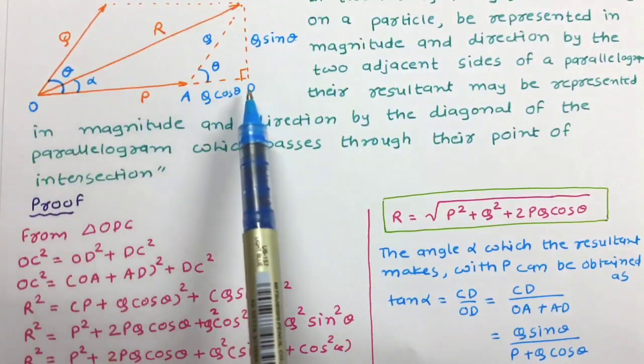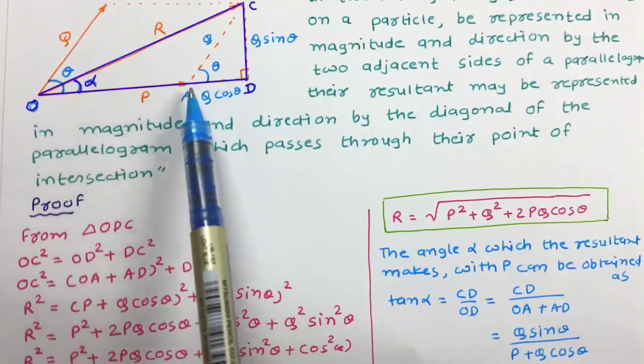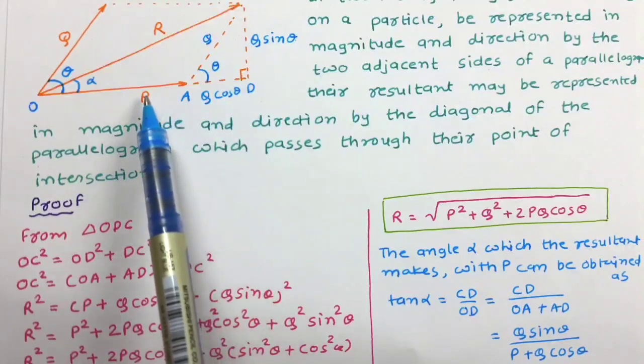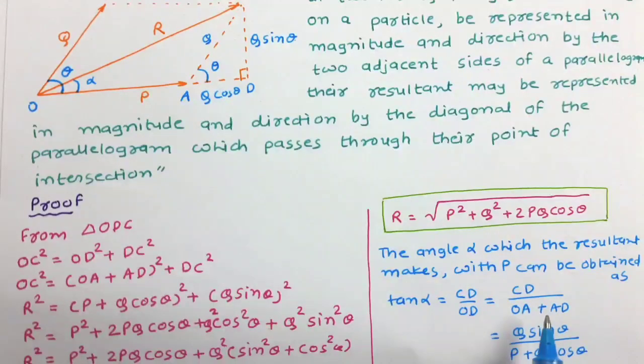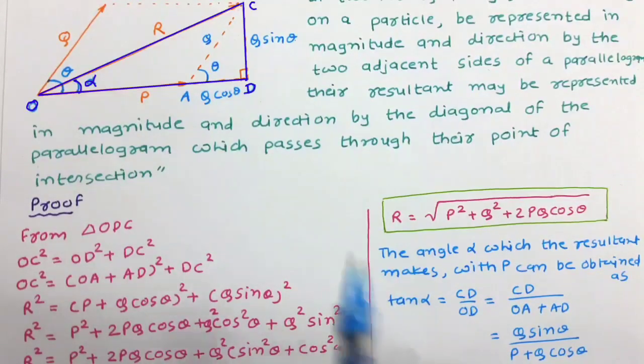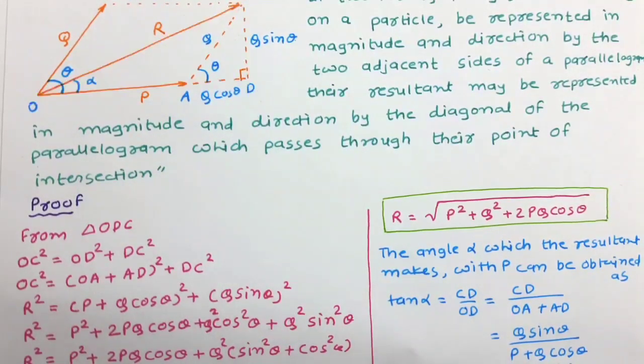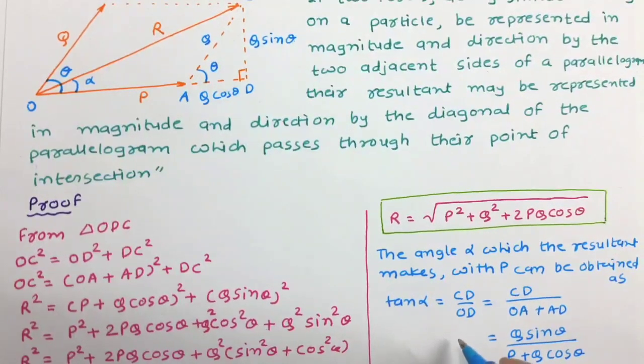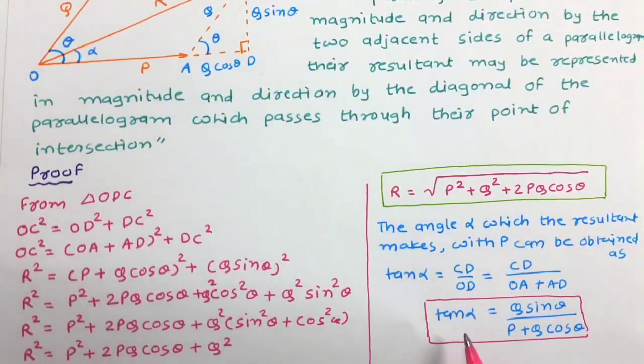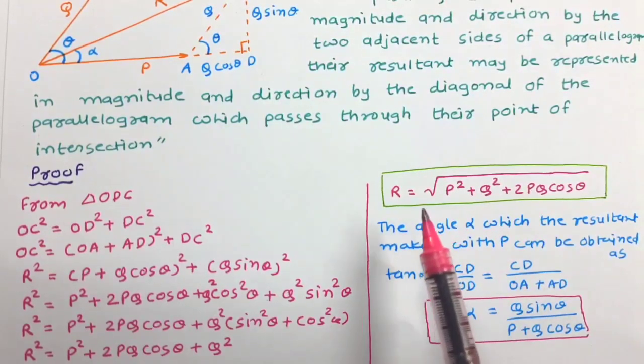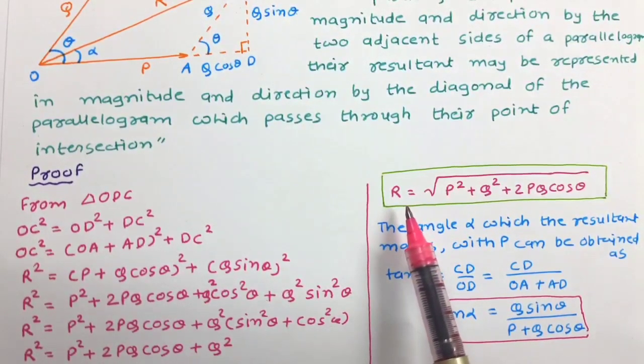Now OD is equal to OA plus AD. So it is equal to P plus Q cos theta. So OA is P, and AD is Q cos theta. It is written here. So finally we can write tan alpha is equal to Q sin theta upon P plus Q cos theta. And this is the equation for the direction of R.